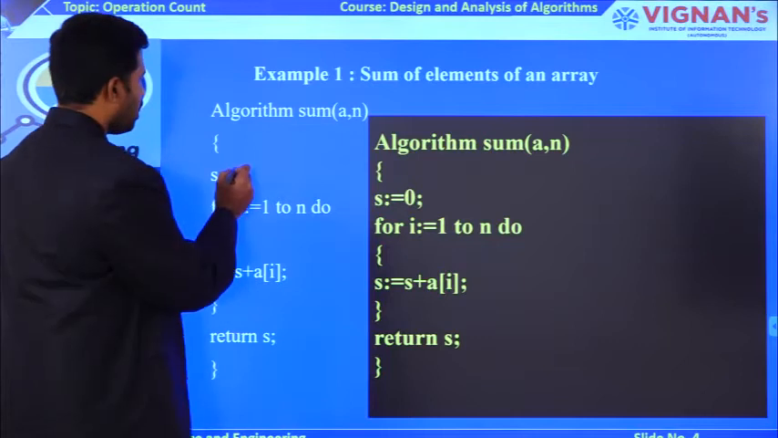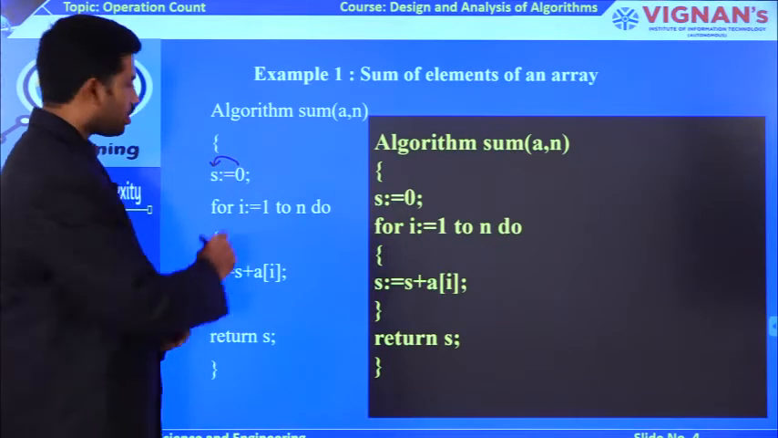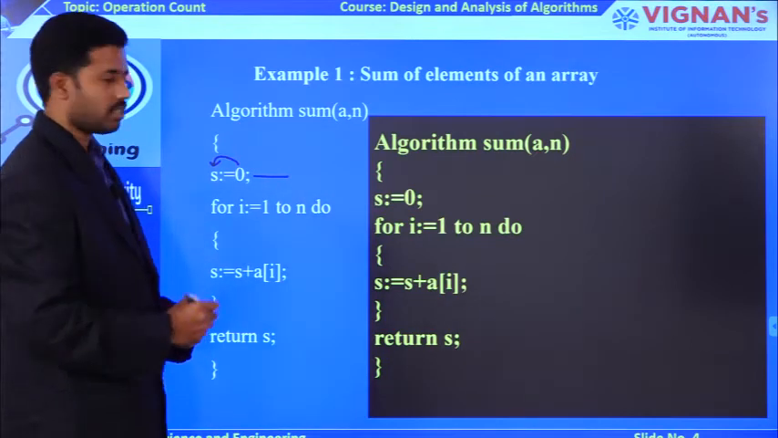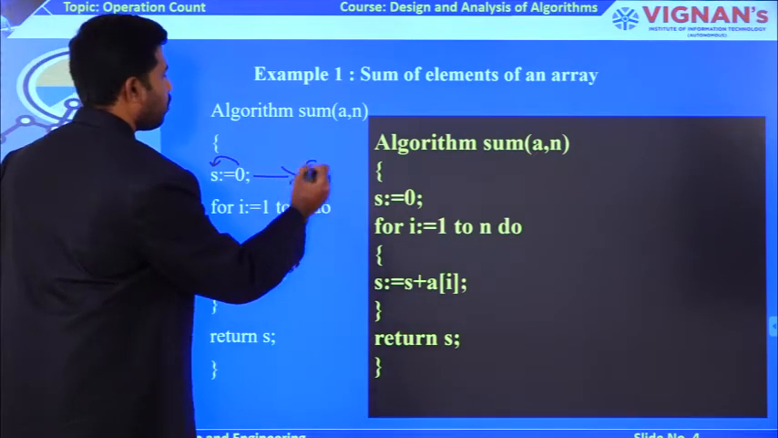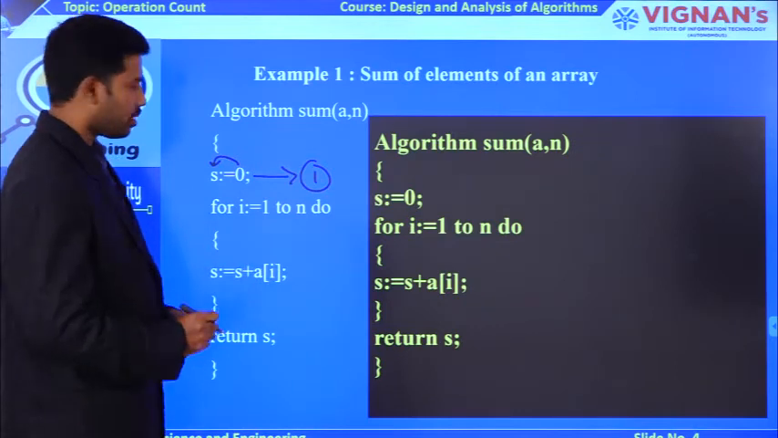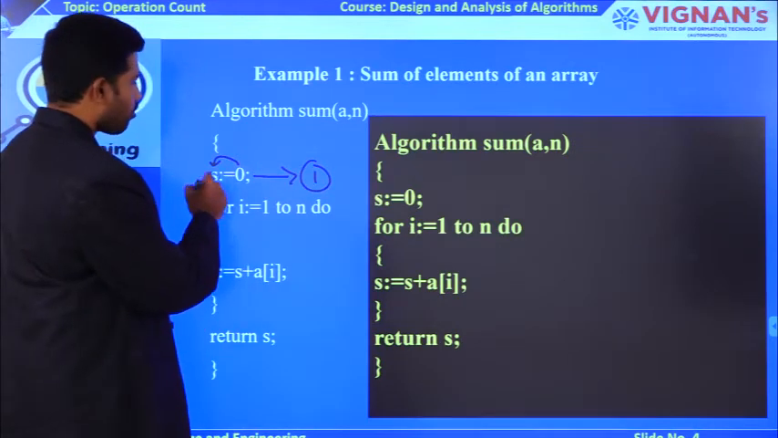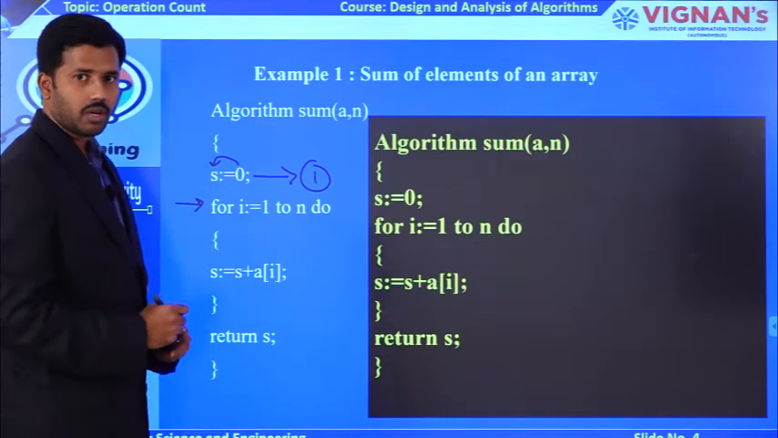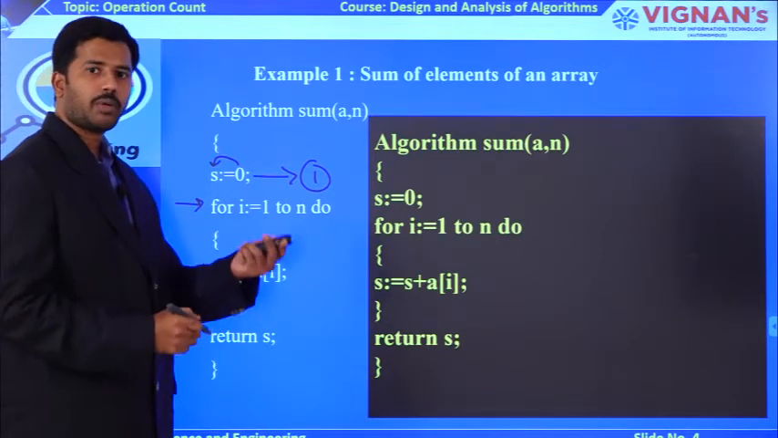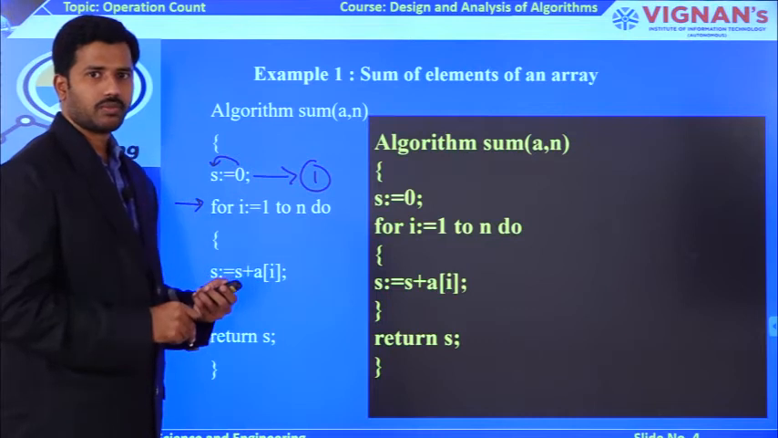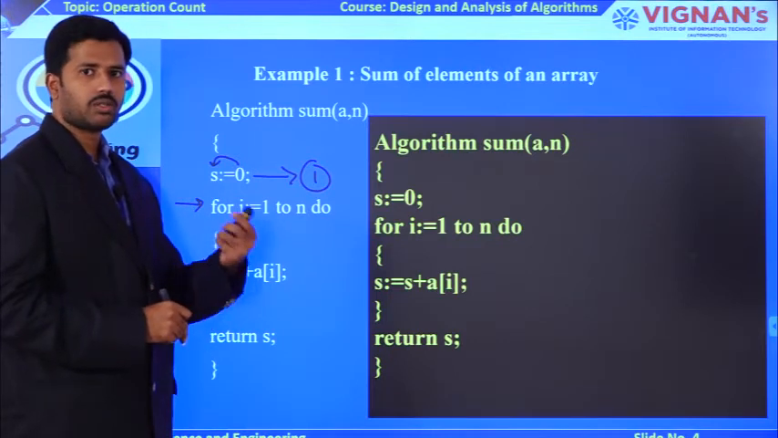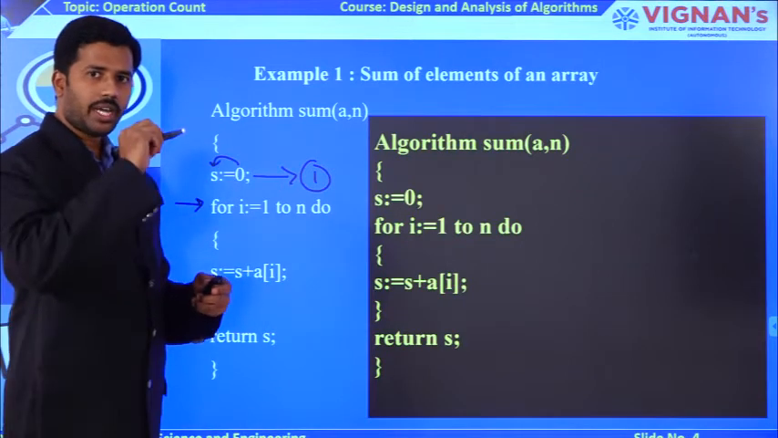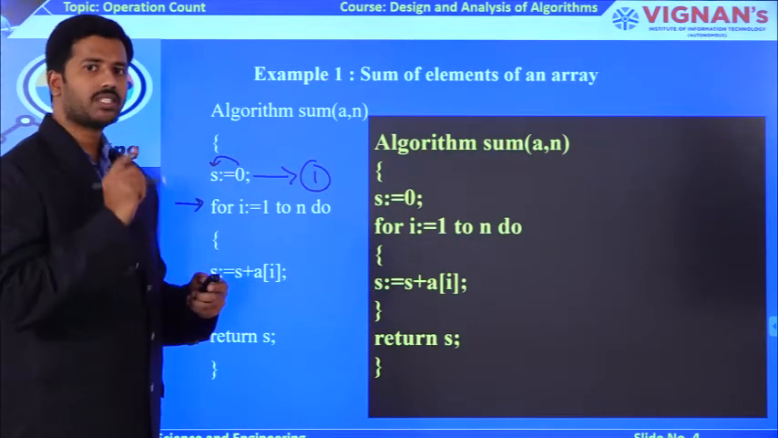S equal to 0. What is the operation of this statement? Simply an assignment operation. This is your operation number 1. And what about the second operation? After the initialization or assignment operation, you have a for loop. For loops have two types of operations. Entering into the for loop is the first operation, and the control coming out of the loop is the second operation.